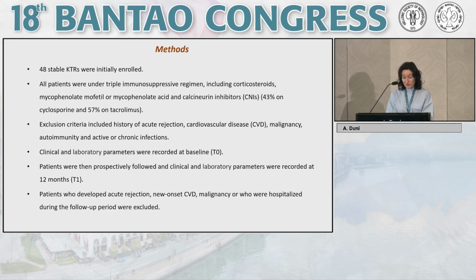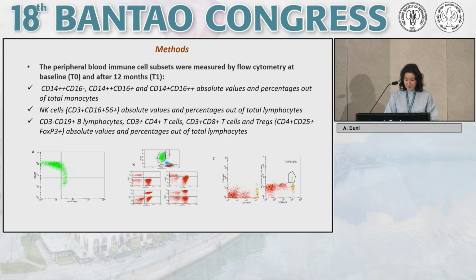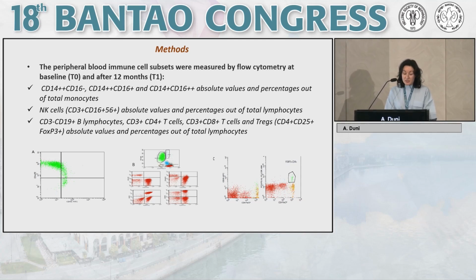Patients who developed acute rejection during follow-up, new-onset cardiovascular disease, malignancy, or who were hospitalized during the follow-up period were excluded. The peripheral blood immune cell subsets were measured by flow cytometry at baseline and after 12 months. Thus, we measured the CD14 positive, CD16 negative, or the classical monocytes, the CD14 positive, CD16 positive, or the intermediate or the pro-inflammatory monocytes, and CD14 negative, CD16 positive, or the non-classical monocytes, both absolute values and percentages out of total monocytes.